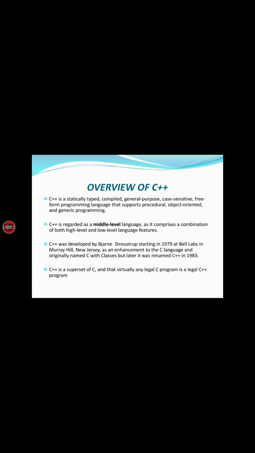Next point, C++ was developed by Bjarne Stroustrup starting in 1979 at Bell Labs in Murray Hill, New Jersey as an enhancement to the C language, and originally named C with classes, but later it was named C++ in 1983. Next point, C++ is a superset of C, and virtually any legal C program is a legal C++ program. It means when he designed C++, he added OOP features to C without significantly changing the C component. There is a sample of a C++ program.